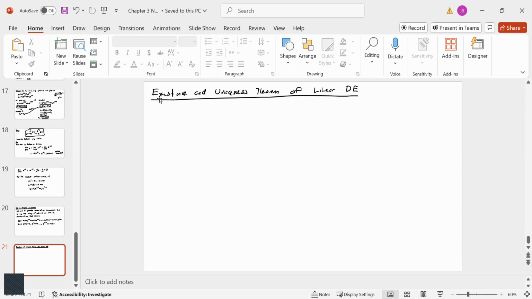And all it says is this. Let those coefficients a_n(x), ..., a_1(x), a_0(x), and g(x) be continuous on an interval I. Now, if you forget what continuous means, it just means no division by zero, no jumps, no vertical asymptotes, all that stuff. You can draw it with your pen or pencil on an interval I.